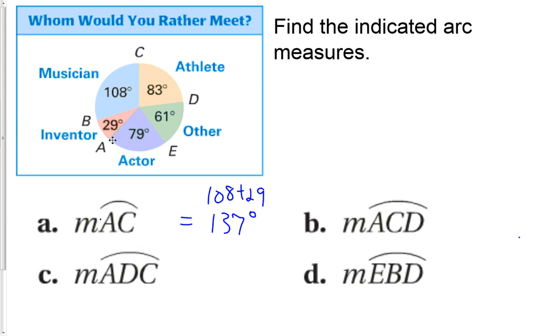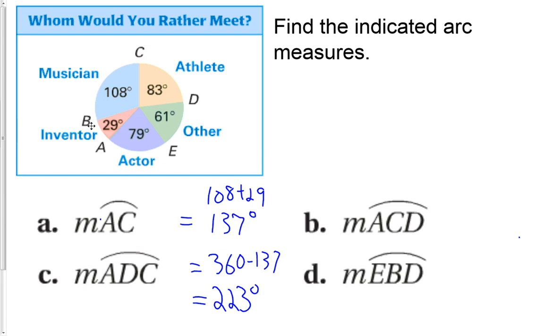If we want to do ADC, notice we would go the other way. Since we already did AC, ADC was going to be 360 minus this answer. So a short way would be 360 minus 137. We could also do 79 plus 61 to give us 140 plus 83, which would also equal 223. Typically I will show the easiest way to do it, even if there's more than one.